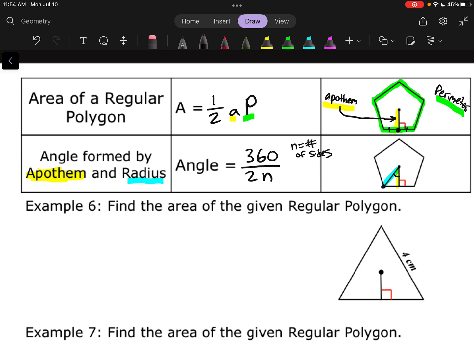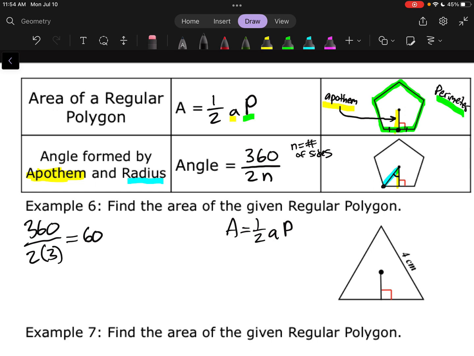Let's just dive in. You're going to see how helpful that formula is. Example 6 says find the area of the given regular polygon. We can see that this is a regular triangle. If we set up the formula right away, 1/2 AP, well, we certainly don't know the apothem. We could find the perimeter: there are 3 sides, each side is 4. But generally, we start by doing 360 divided by 2n. Since n is 3, this is 360 divided by 2 times 3, that's 360 divided by 6, and we get 60.